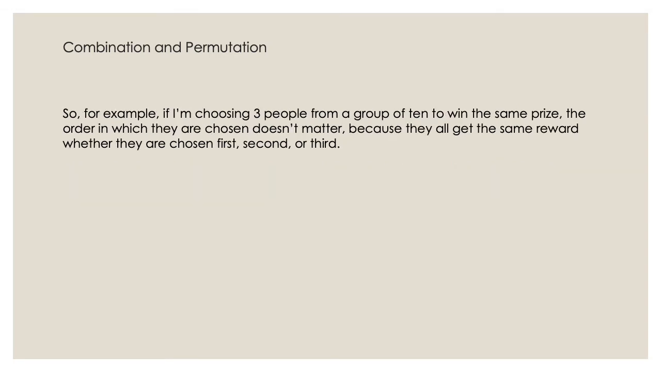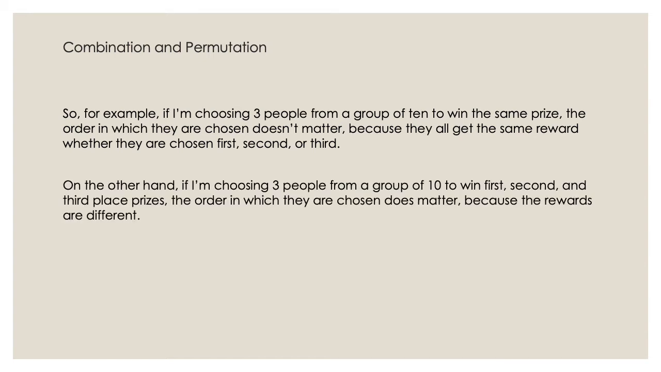So, for example, if I'm choosing 3 people from a group of 10 to win the same prize, the order in which they're chosen doesn't matter, because they all get the same reward whether they're chosen first, second, or third. On the other hand, if I'm choosing 3 people from a group of 10 to win first, second, and third place prizes, the order in which they're chosen does matter, because the rewards are different for first, second, and third place.